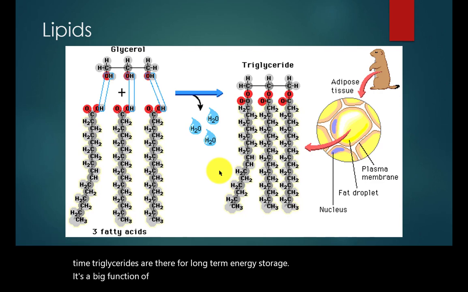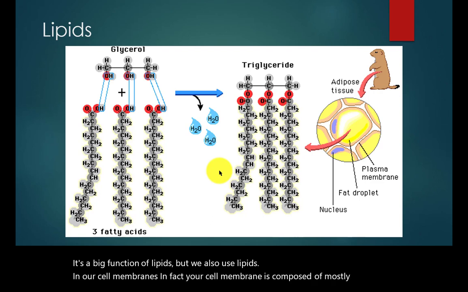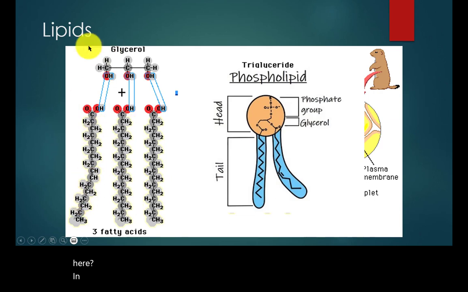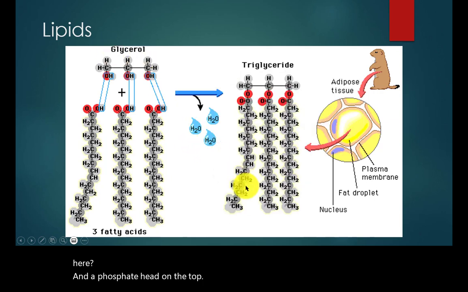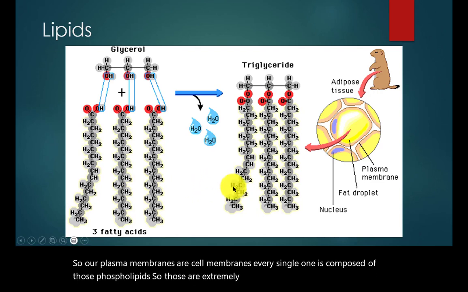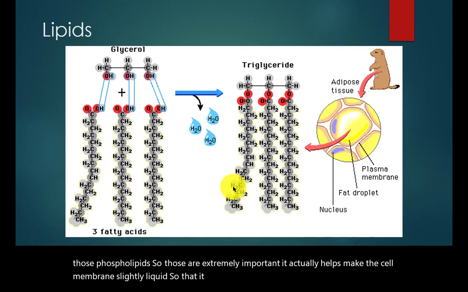But we also use lipids in our cell membranes. In fact, your cell membrane is composed of mostly fatty acids. It's called a phospholipid. It's got 2 fatty acid tails, so 2 of these things here, and a phosphate head on the top. So our plasma membranes, our cell membranes, every single one of them is composed of those phospholipids. So those are extremely important. It actually helps make the cell membrane slightly liquid so that it can change shape and move with pressure and such things like that.